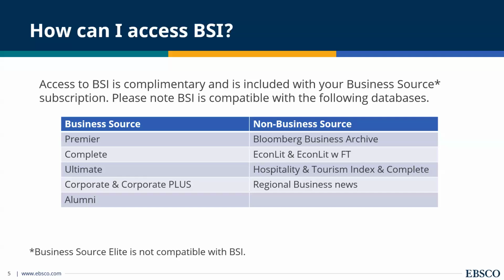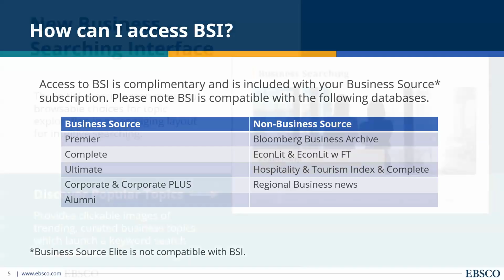This interface is complementary, and it is really designed to work with Business Source, plus some additional non-Business Source databases, including these ones here. So if you also subscribe to Bloomberg Business Archive, EconLit, the hospitality and tourism databases, or regional business news, these can be searched simultaneously alongside Business Source on the Business Searching Interface. And again, this is a complimentary interface. You don't pay any extra for it. It is part of your subscription.